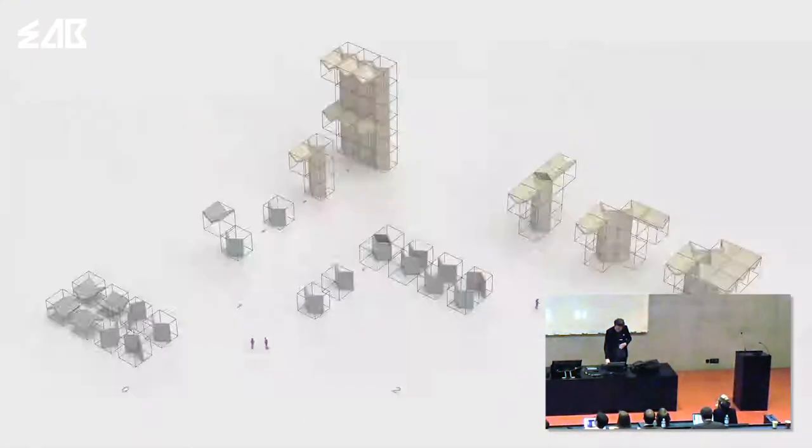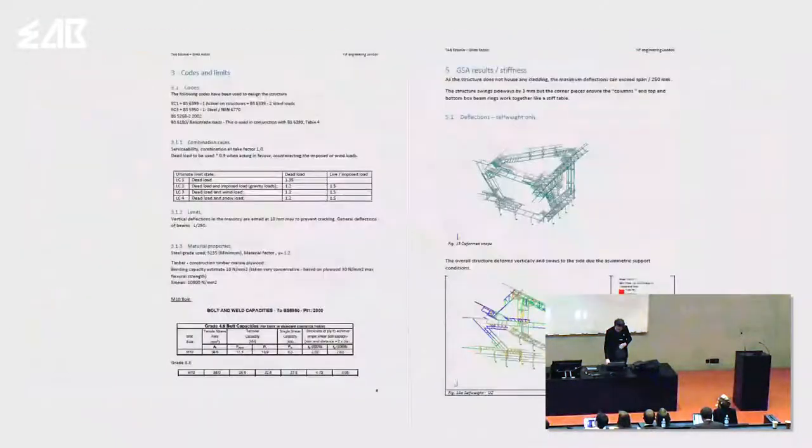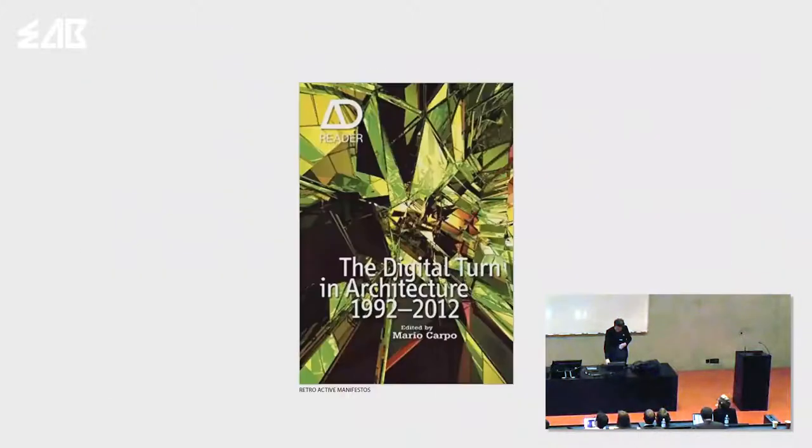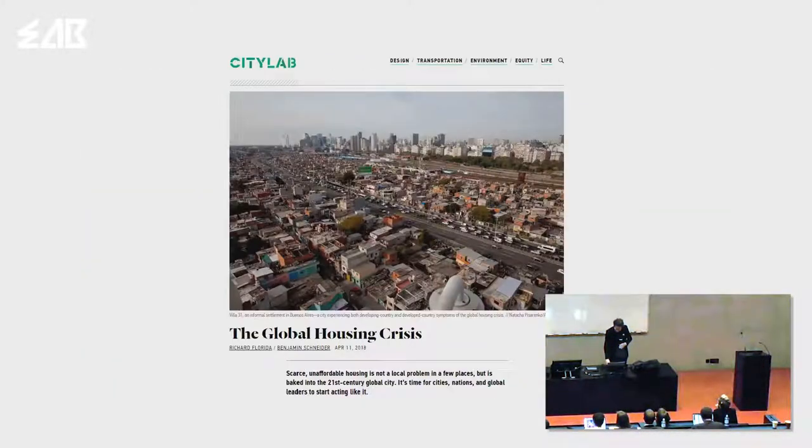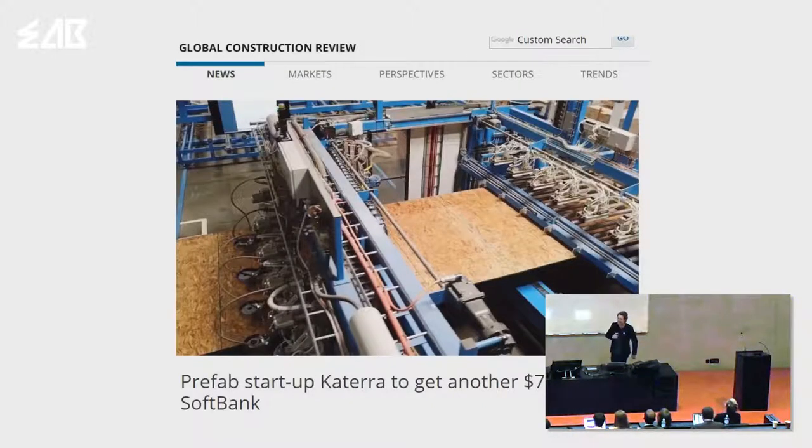And then I'll just talk a little bit about the tactics and politics, so we can finish there. The tactics and politics today, during the symposium, is trying to figure out, if this is an experimental architecture biennale, what this "experimental" refers to.